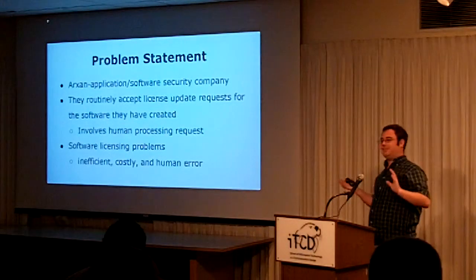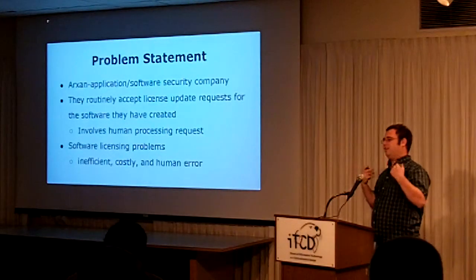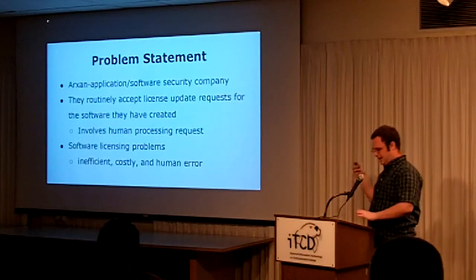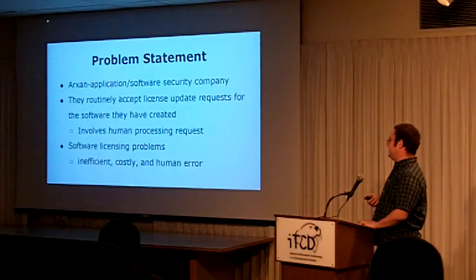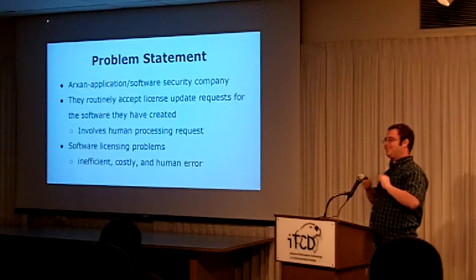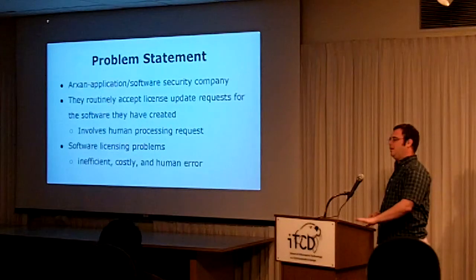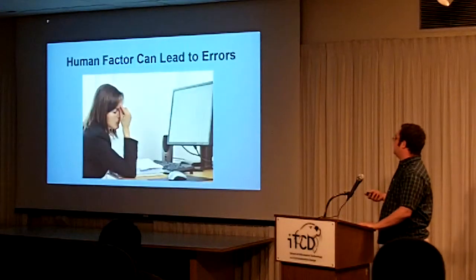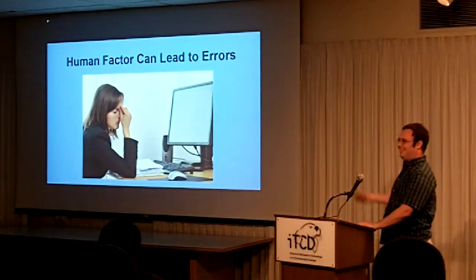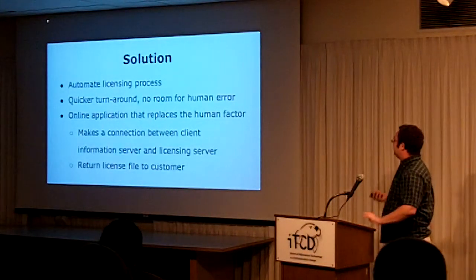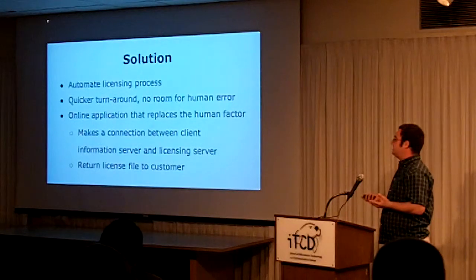Right now, it involves an intern getting an email saying, hey, I need a new license. And that's inefficient, it's costly, and there can be human error that way. So, solution: automate the licensing process.